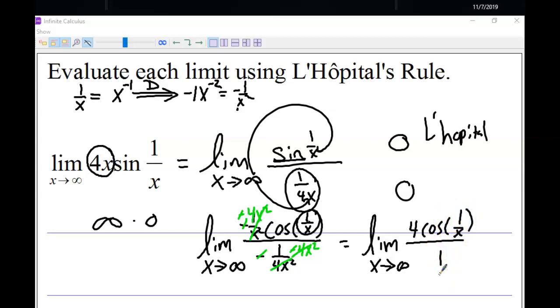And now we do our direct substitution again. So plugging in infinity, we get 0 here. Cosine of 0 is 1, and therefore the answer is 4. Okay, there you have it.